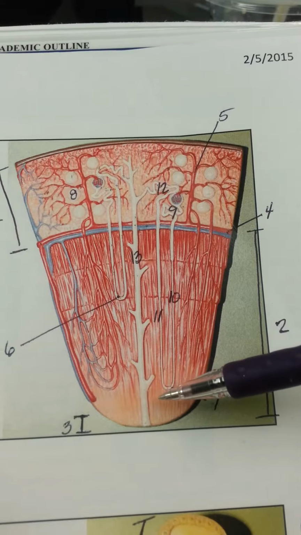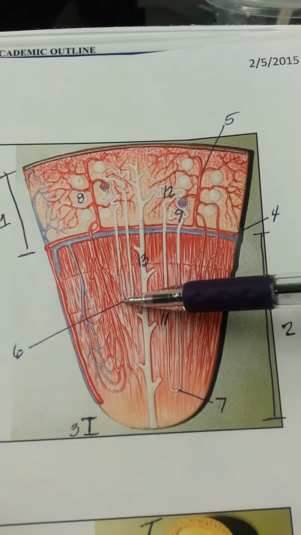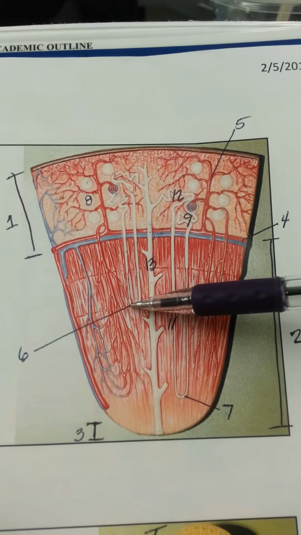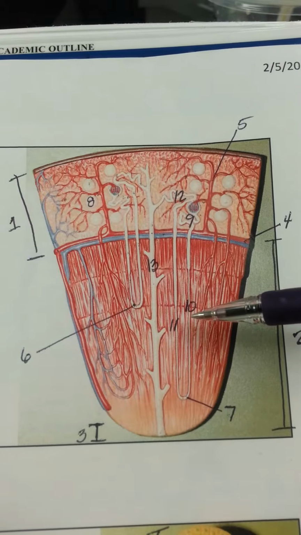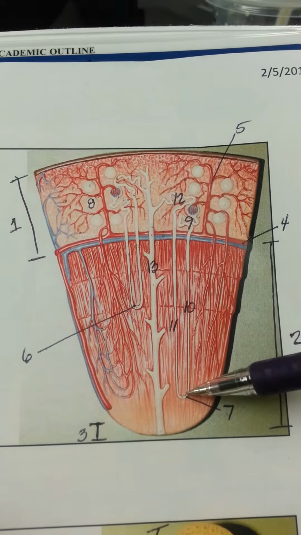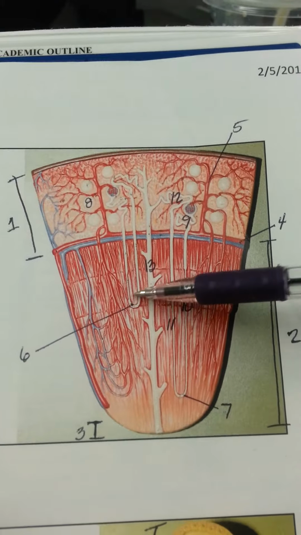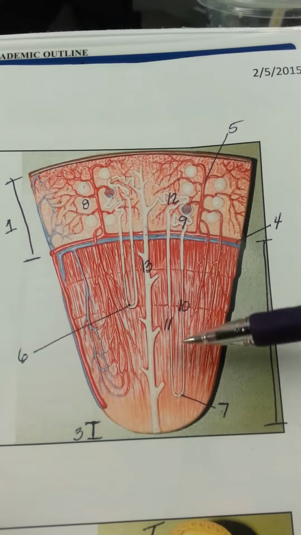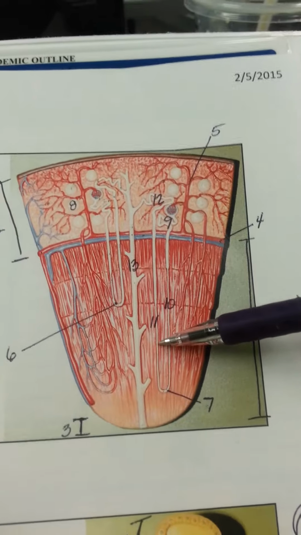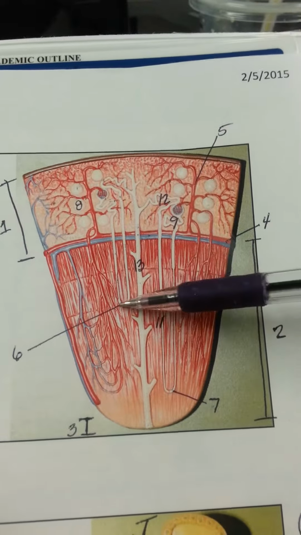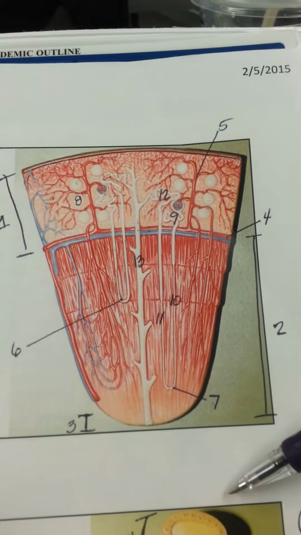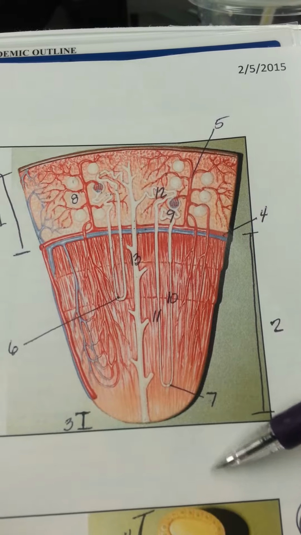The cortical nephron is number 6 here. Number 7 down here is the juxtamedullary nephron. Remember that the juxtamedullary nephron is the longer one, because it's a longer word. The cortical nephron is shorter. Remember that. And then we have the renal corpuscle, which is number 8.